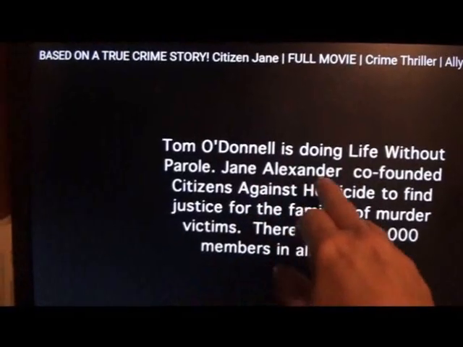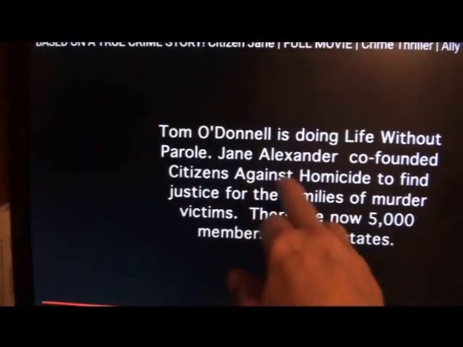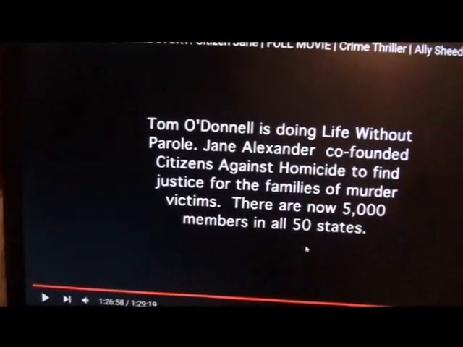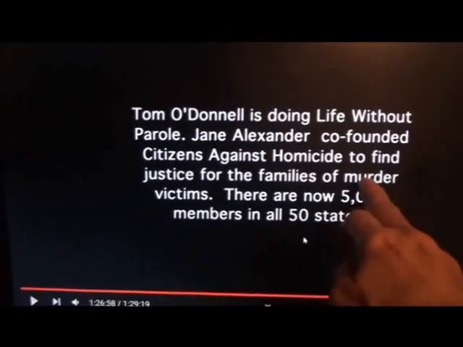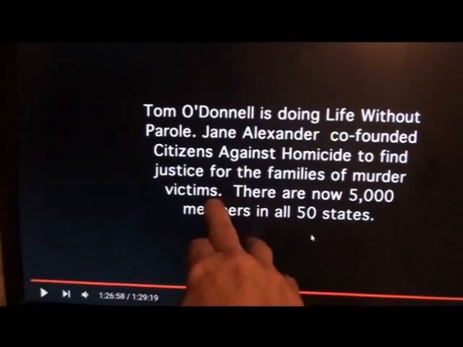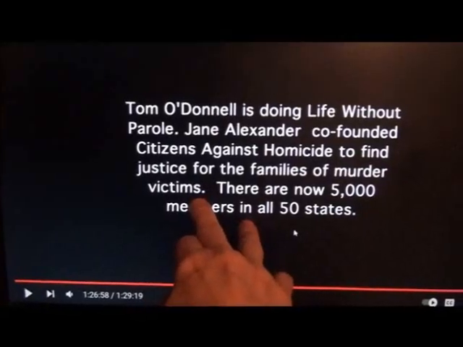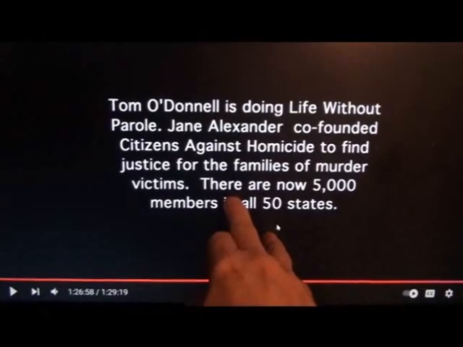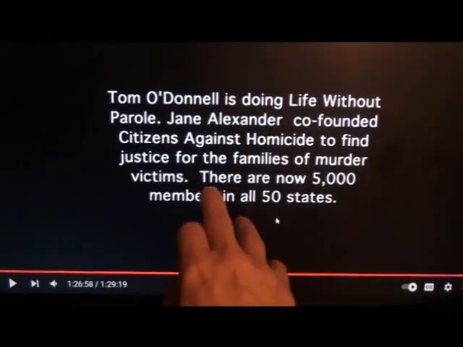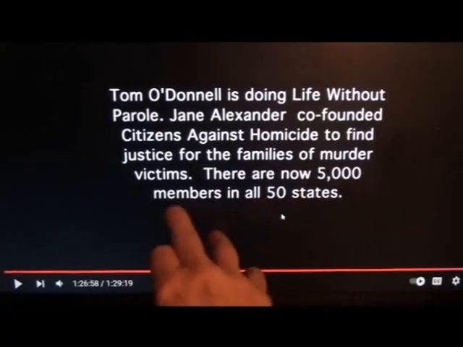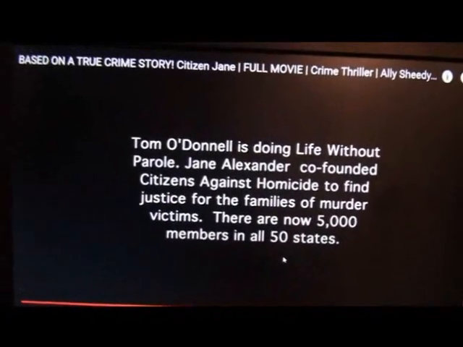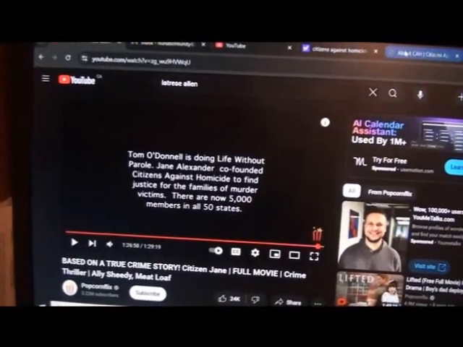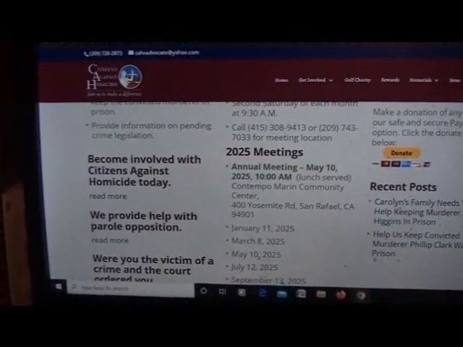Okay, so Jane Alexander co-founded Citizens Against Homicide to find justice for families, even 12 years after the fact, people, of murder victims, okay? Because we become victims, and we're victims for life until we get justice. No justice, no peace. Shimei has not got justice. And neither has Sierra. And neither has Uncle John. Okay, anyway, there are now 5,000 members in all 50 states. I don't know when this movie was made. So anyway, what I'm trying to say is there is such an organization.